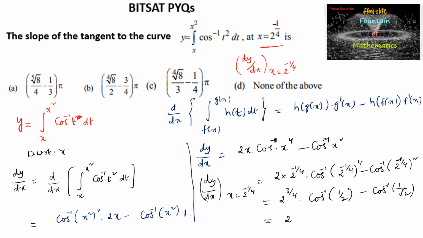We know that cos inverse of 1 by 2 is pi by 3. So 2 to the power of 3, that is 8, 8 power 1 by 4 we can write here. So we can write the 4th root of 8 into pi by 3 minus cos inverse of 1 by root 2, which is pi by 4. Or we can take pi common, and (fourth root of 8 divided by 3 minus 1 by 4) of pi is the answer, which is our option C.